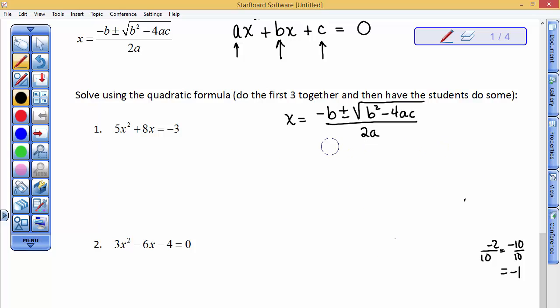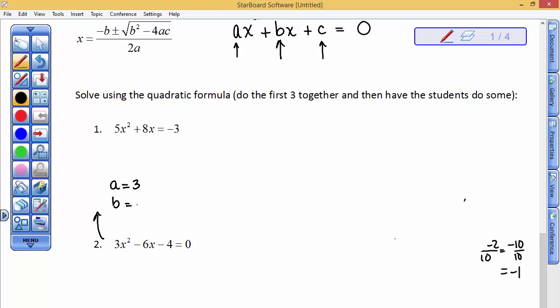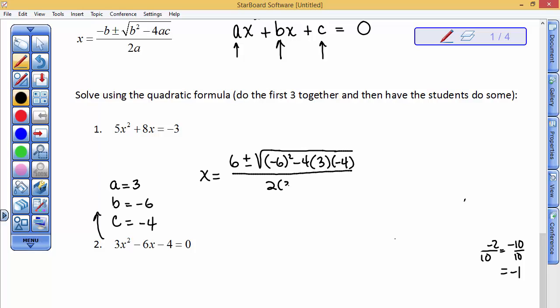And would you get ready by writing down that a is equal to 3 for number 2. A is equal to 3. It's the coefficient in front of the x squared term. B is equal to -6. And C is equal to -4. And so x would be found by taking the opposite of b. It's -6, so I'm going to put a +6 here. Plus or minus b squared, which is -6 squared, minus 4 times a. My a value is 3. My c value is -4. All over 2 times a.